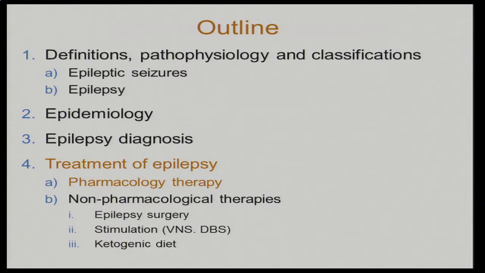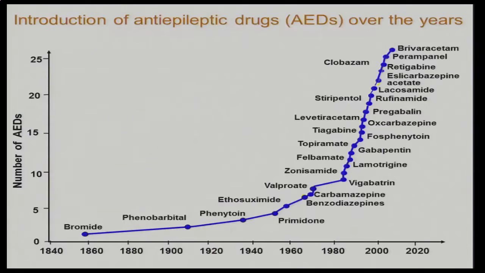It's important to emphasize that the mainstay of the treatment of epilepsy is anti-epileptic drugs. This is a slide that I think shows the progress in the pharmacological treatment of epilepsy. Up to the early-to-mid 80s, only a handful of anti-epileptic drugs were available.